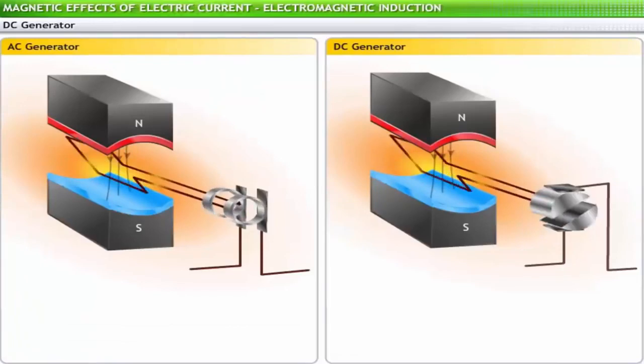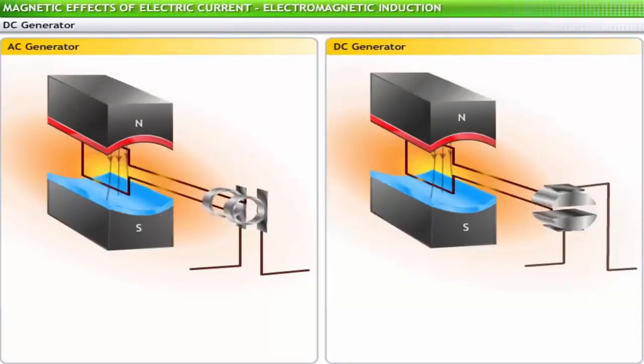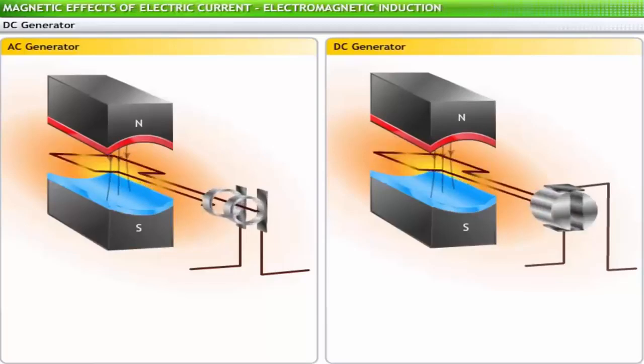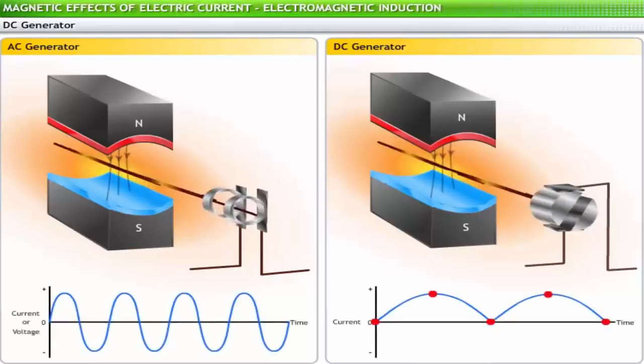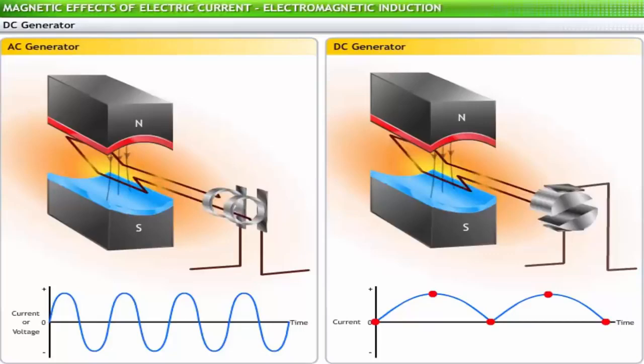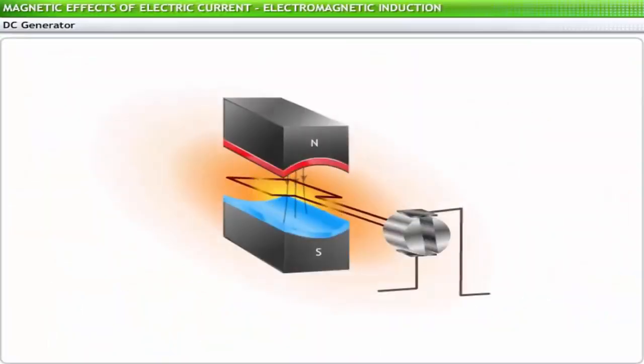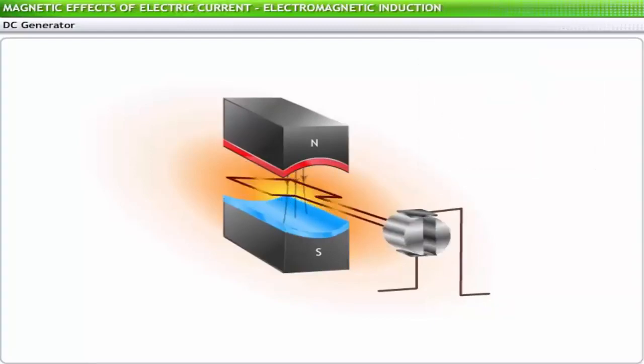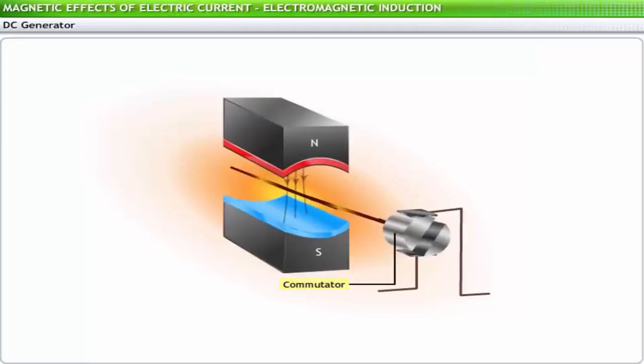Like an AC generator, a DC generator also works on the principle of electromagnetic induction. However, a DC generator produces direct current and is commonly used in small-scale power generation devices such as a dynamo. A DC generator is equipped with a commutator, which is a pair of split rings, in a position similar to that of slip rings in an AC generator.